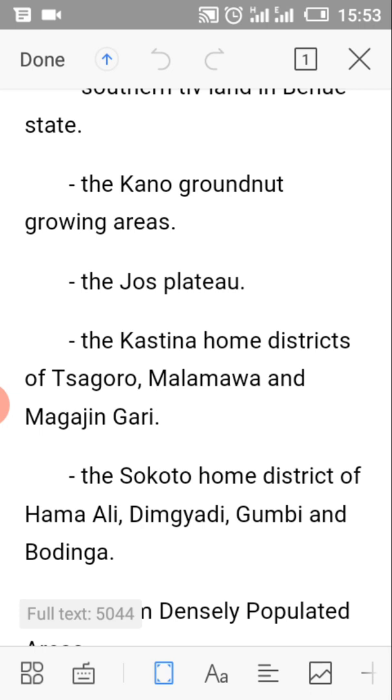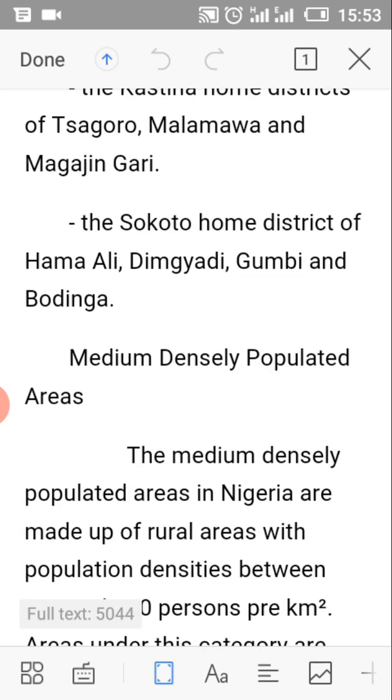Tansgoro, Malawama, and Magajingari, the Sokoto home district of the Emma Ali, Dimgai, the Gumbi, and the Bodinga.